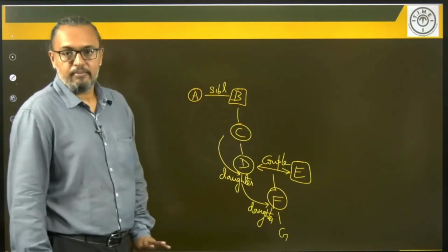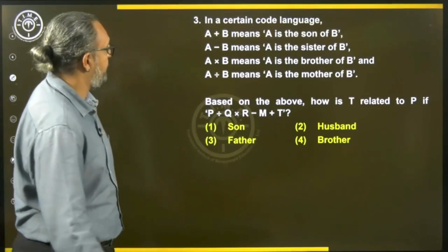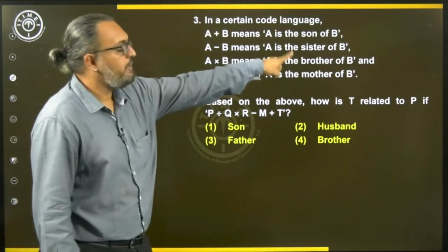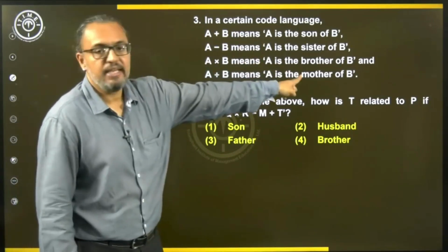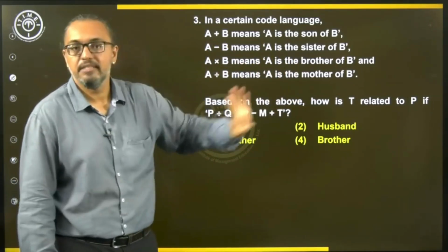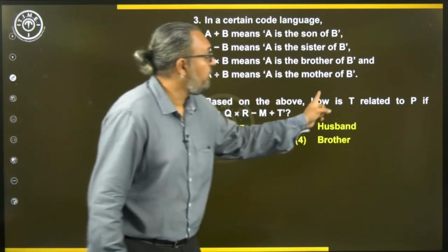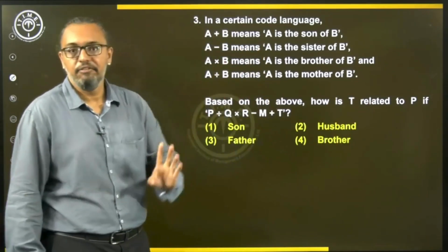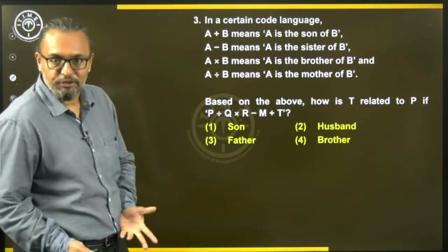This is how you get it. Then next, similar, in a certain code language we have A plus B is A is the son of B, A minus B is A is the sister of B, A into B is A is the brother of B, and A divided by B is A is the mother of B. Then again, based on the above, how is T related to P if this is the given expression? Now again I have to construct a family tree.